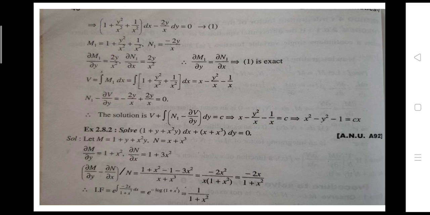So now find v. Here v we can write as the integral of m1 dx. What is m1? Here m1 is equal to 1 plus y square by x square plus 1 by x square. This is the already obtained equation. We integrate m1, that is the integration of (1 plus y square by x square plus 1 by x square) dx. Integration of 1 dx is x, integration of y square by x square dx is minus y square by x, plus integration of 1 by x square dx is minus 1 by x.